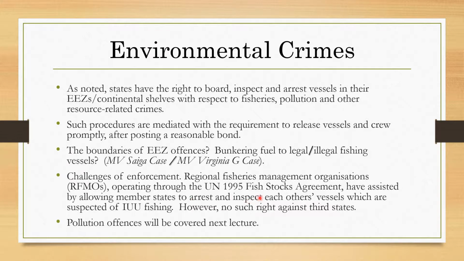So this was addressed in the UN Fish Stocks Agreement, which encouraged regions to cooperate together and allow each other to inspect each other's vessels and to give each other jurisdiction over one another's vessels so that they can inspect and board each other. But of course, that doesn't apply to anyone who's not a part of that regional agreement. So improvements are being made here against illegal fishing, but obviously there are always little ways to get through the net, so to speak. And we'll cover pollution offences in the next lecture, so we don't need to worry about that now.